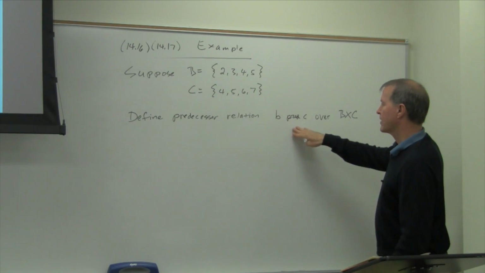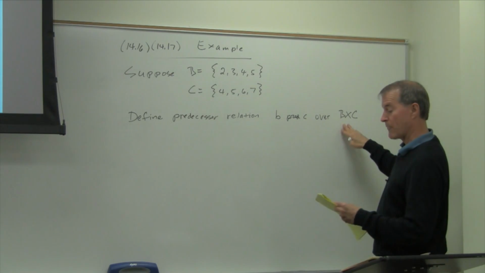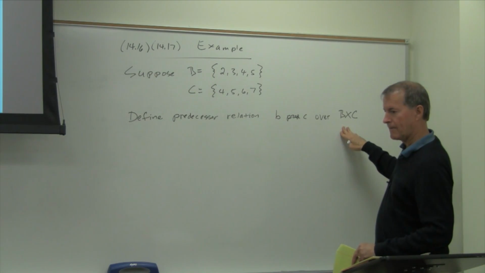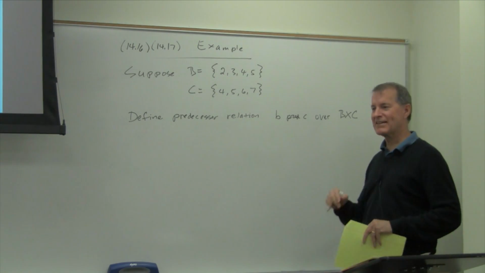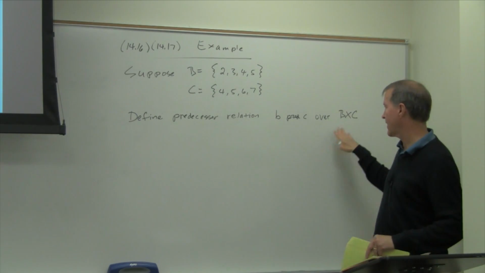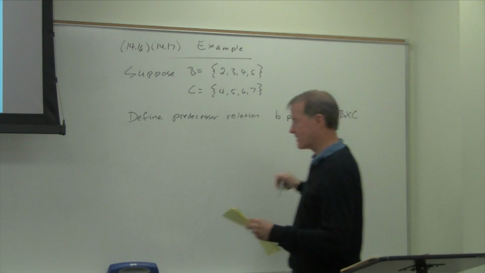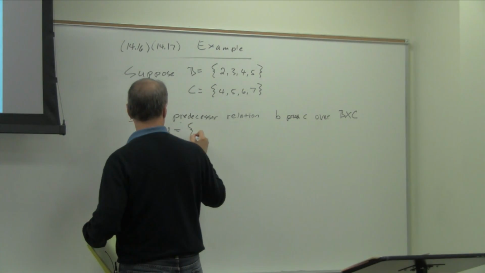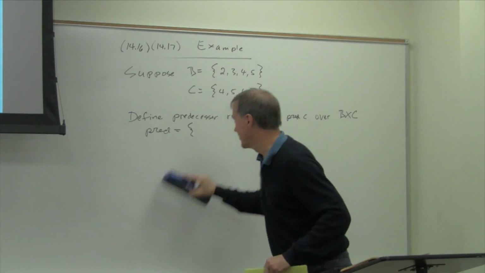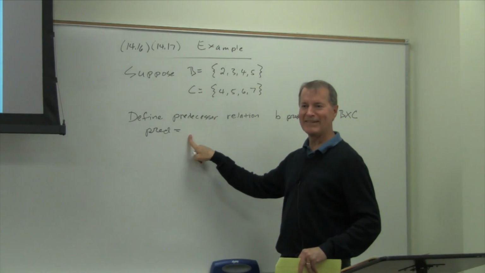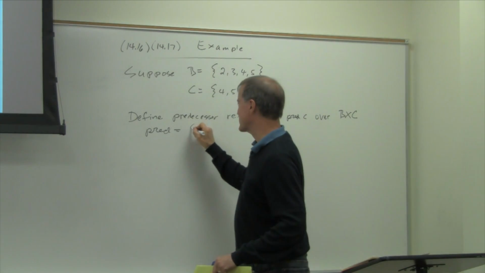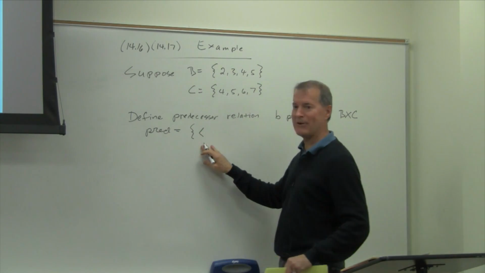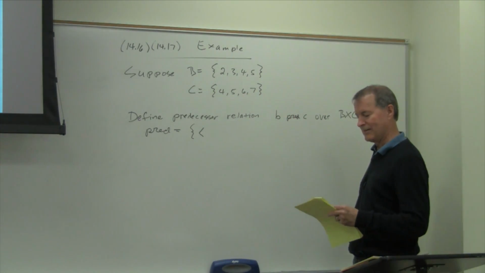Okay, so we're going to define the predecessor relation over B cross C. And what is a relation? It's a subset of that set. Sure. And how do we define pred? Pred equals, and when I write this equals, what's the first symbol that we write down? A curly brace, because it's a set, but it's a set of what? Ordered pairs. So what's the first ordered pair in pred? What precedes what?